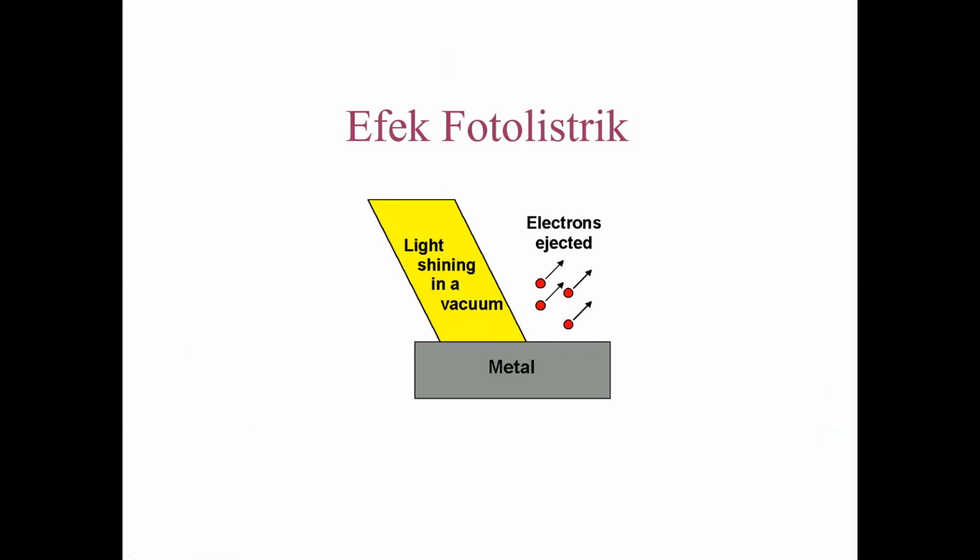Okay, let us continue with the photoelectric effect. The photoelectric effect means that if light is incident on a metal, the metal will eject electrons, the outer electrons of the shell, and this is detected as an electric current.